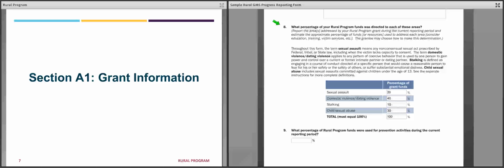Question 8, percentage of funds directed to each area. Here you report the areas addressed by your rural program grant during the current reporting period and estimate the approximate percentage of funds or resources committed to each area. When you're determining the percentage, you should take into account the number of cases or clients, the amount of time spent on cases, on specific types of cases, training activities, the source of referrals, etc. Just please know that the total here needs to equal 100 in order for the form to validate.